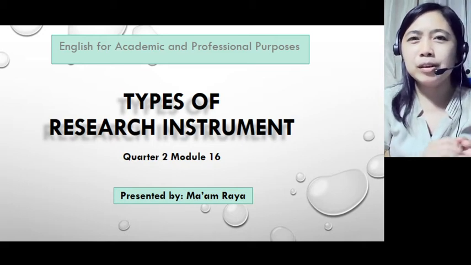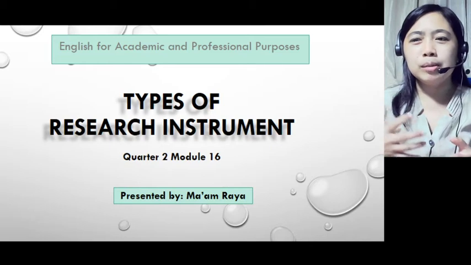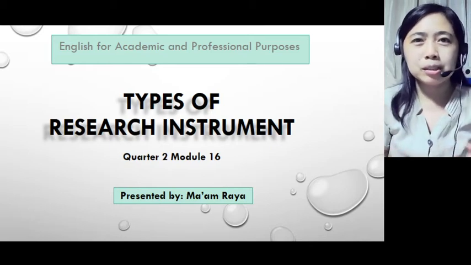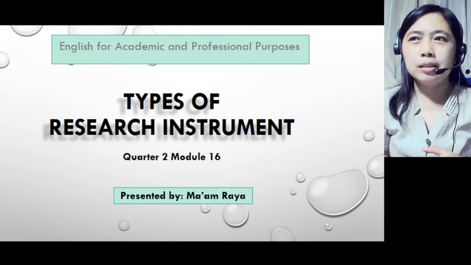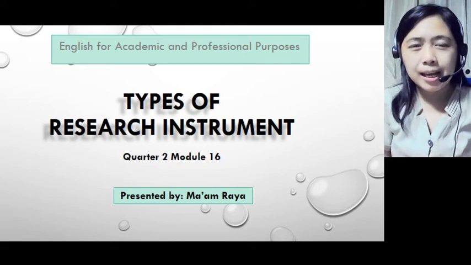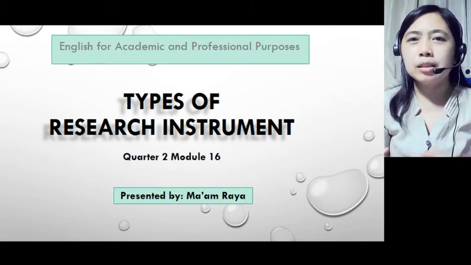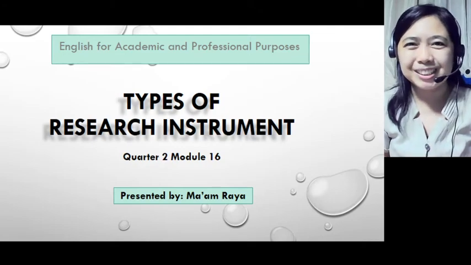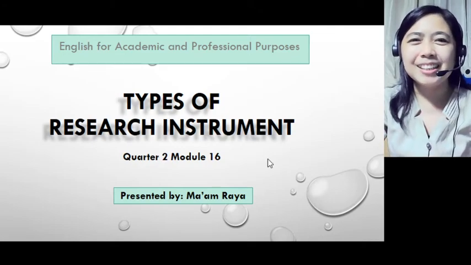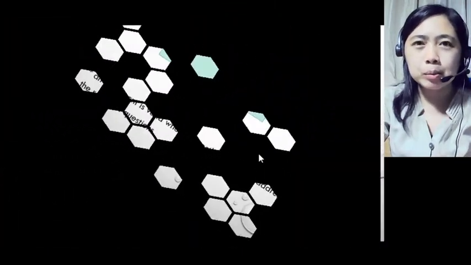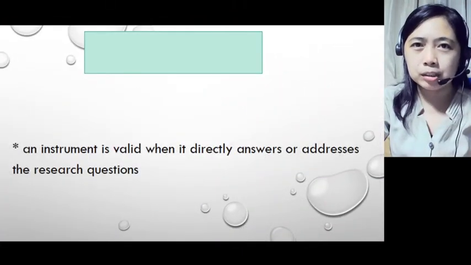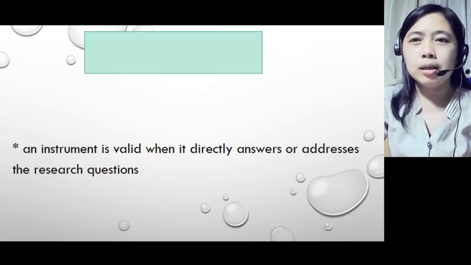Now that you have already learned how to make or create your own survey questionnaire, we will be taught what other research instruments we can use in dealing with our research, in conducting our research. Okay, so let's go ahead. Before we introduce the types of research instrument that we are going to use, we just have to define what a research instrument is.